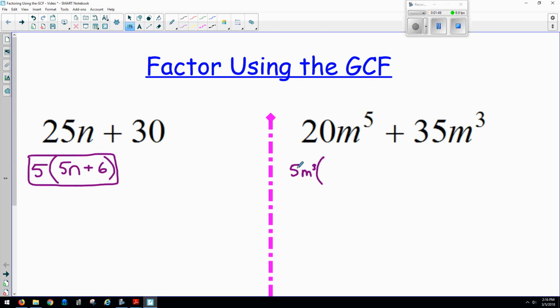And just looking at the 5 first, I'm going to factor out a 5 from 20, and that would leave me with 4. I'm going to take 3 of the m's out of m to the 5th, and that would leave me with 2 m's. Bring down the plus. 5 times 7 would give me 35, so the 7 goes in the parentheses, and I took out all of the m's from the second term. One way to check is to actually go through and distribute after you've factored, just to make sure you end up with what you started with.